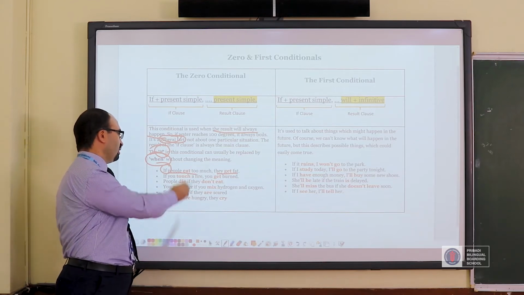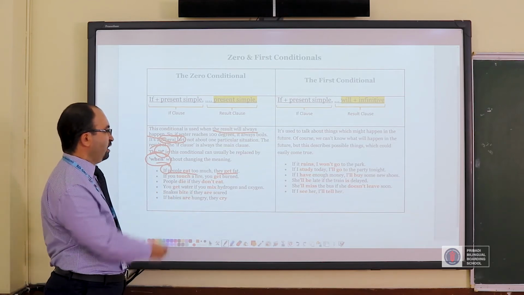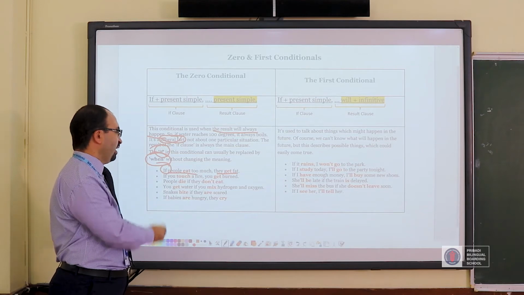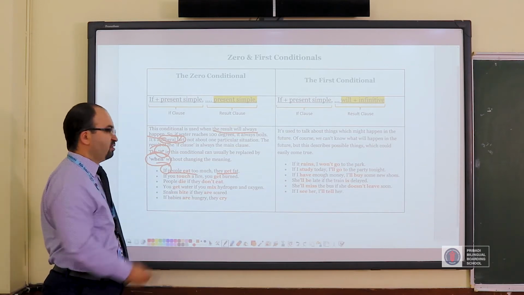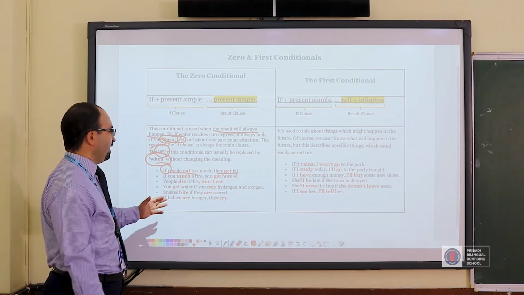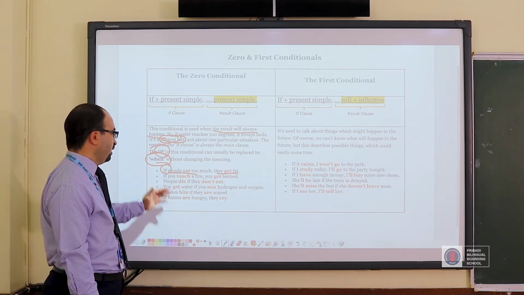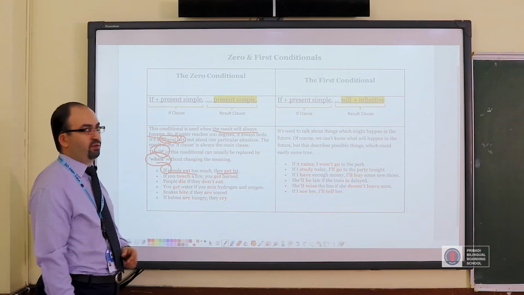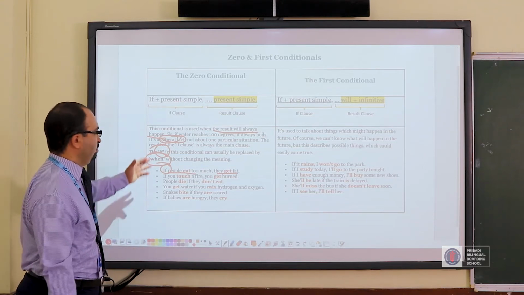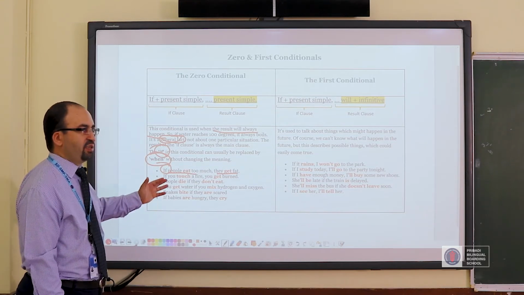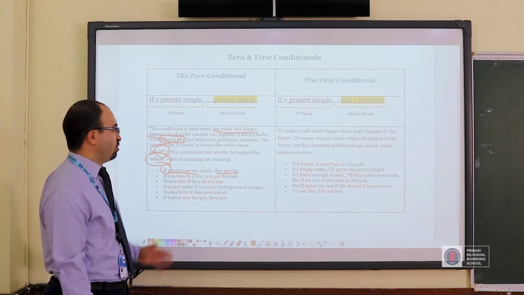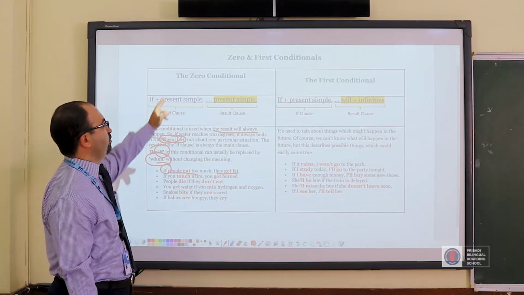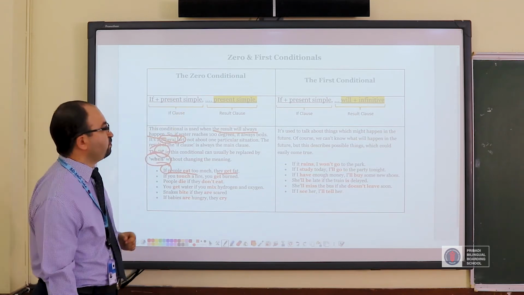And just have a look at the other examples. If you touch a fire, you get burnt. People die if they don't eat. You get water if you mix hydrogen and oxygen. Snakes bite if they are scared. If babies are hungry, they cry. So these are all sentences that are naturally true, right? These are general facts, common understanding. So we use the zero conditional.